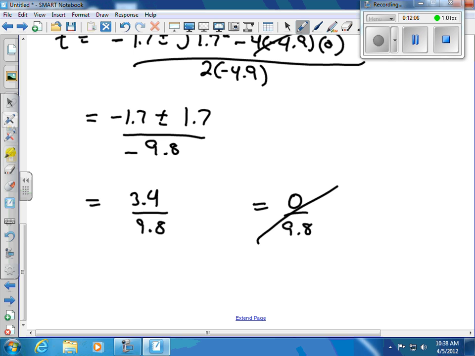We're not really interested in the 0 one because that's when he hits the ball. So 3.4 divided by 9.8 is 0.35 seconds. It's not very much time.